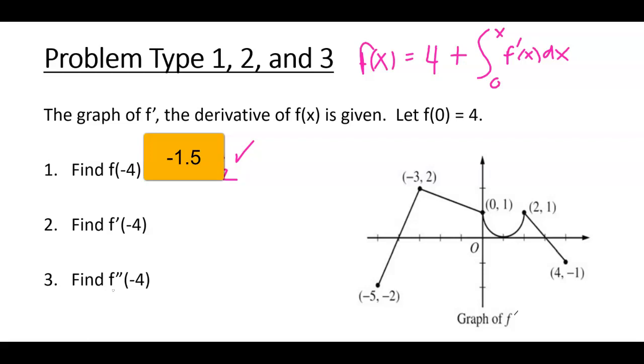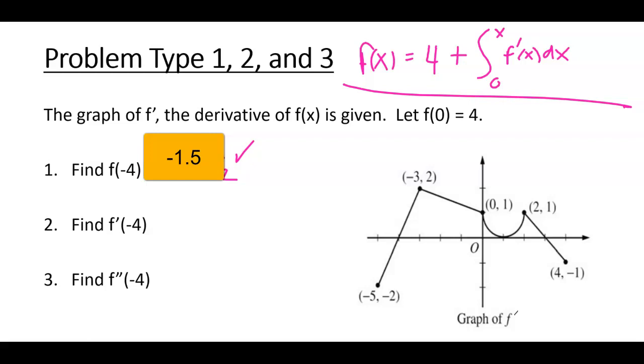So let's go ahead and take a look at number 2. Number 2 wants us to find f prime of -4. So instead of f of -4, they want us to find f prime. Well, that means I need to take the derivative of this function here. Now, there's an easy way and a hard way. I'm going to do the hard way first, and then I'll show you the easy way.